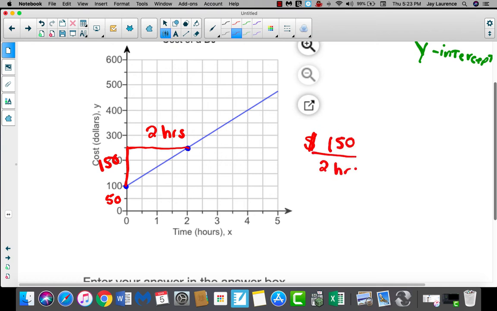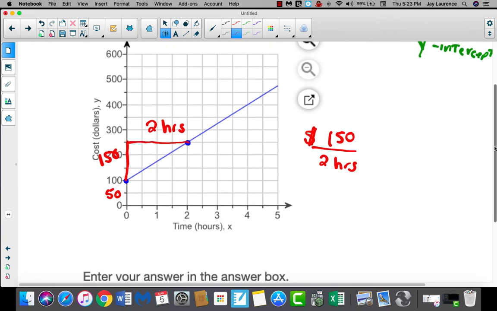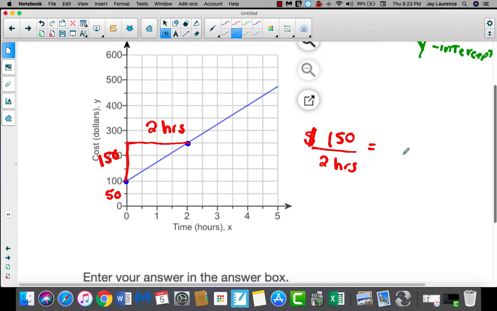The problem is they don't ask per 2 hours. They ask for an hourly rate, which means for 1 hour. Well, if I just divide 150 by 2, I get $75 per hour. Bam! I'm a genius. This is too easy.